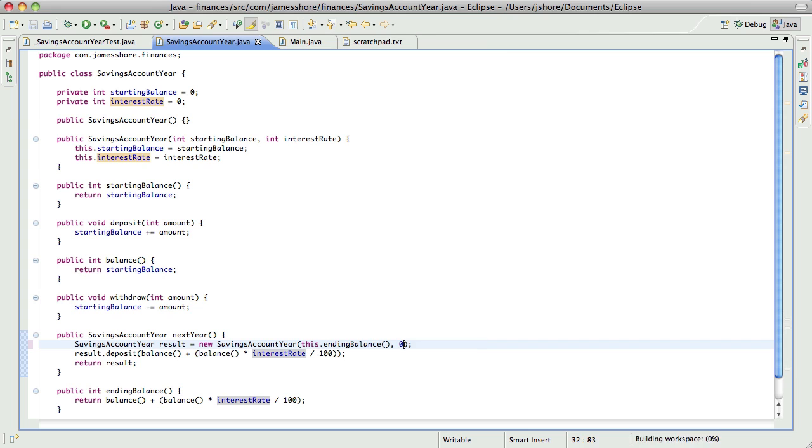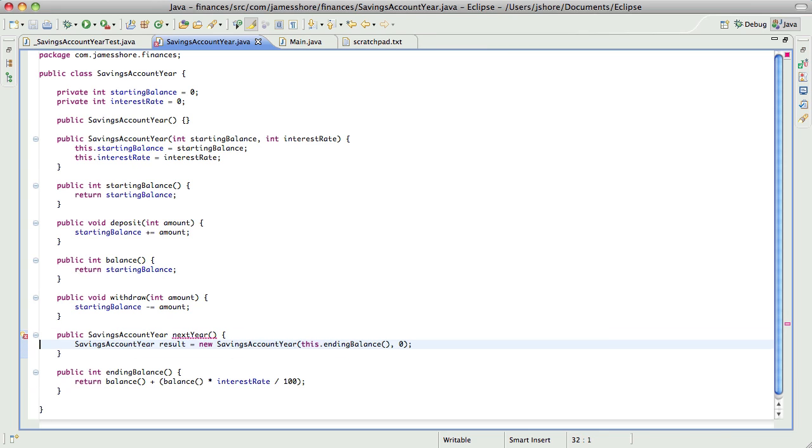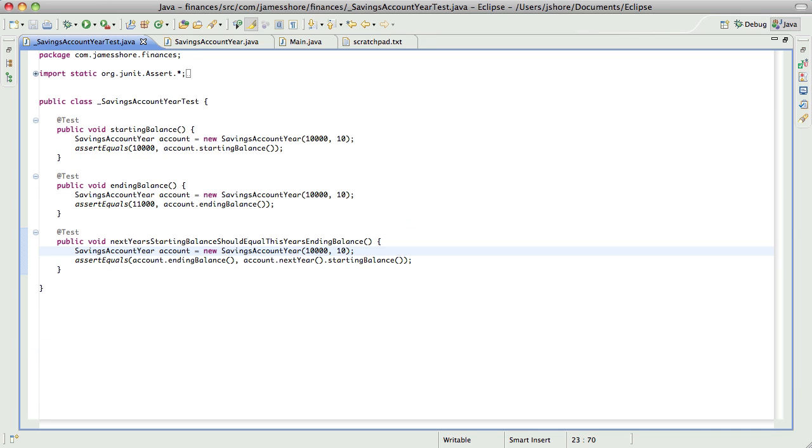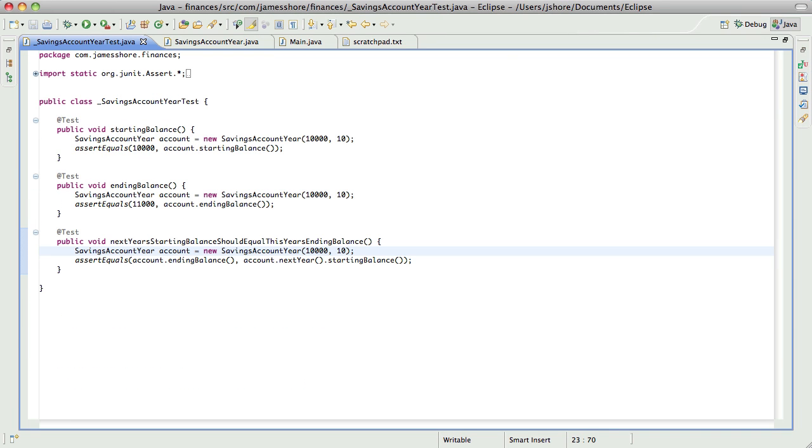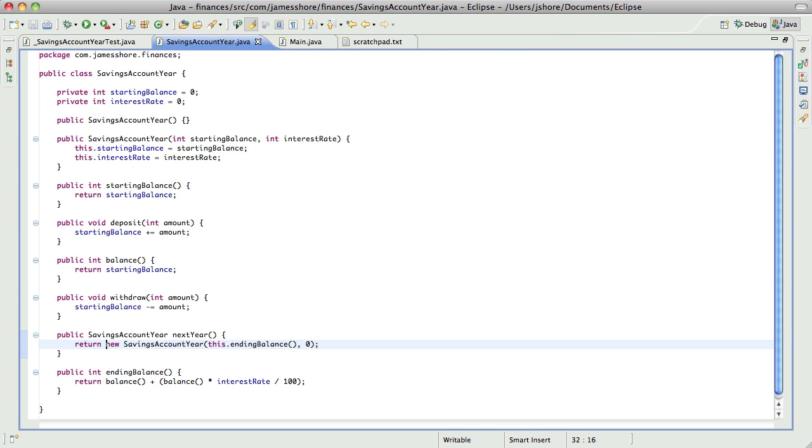Actually, let's set that to 0 because we didn't tell it. We didn't test anything about what our interest rate should be, so I don't want to make any assumptions. Okay, and we'll need to return that. There. Great. Okay, so our tests are passing. This is going to be this year. This year dot ending balance is equal to next year starting balance. I love it. Okay, now what do we want to do about that interest rate?